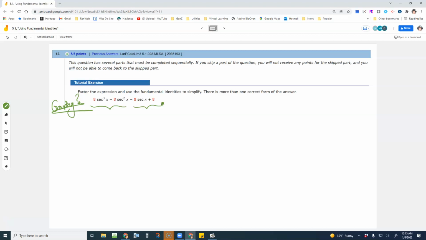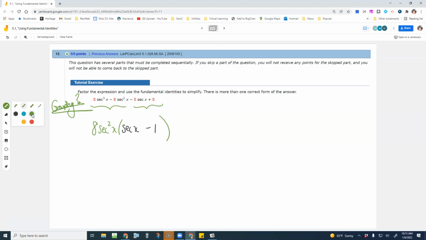Can you pull out a GCF of 8 secant squared of x? Are we cool? Divide away. The 8's reduced. The secant cubed over secant squared just becomes a secant. Are we good? Minus 1. Because there's reducing happening with the division.